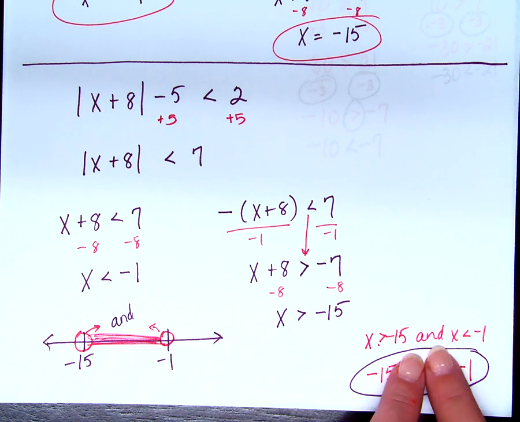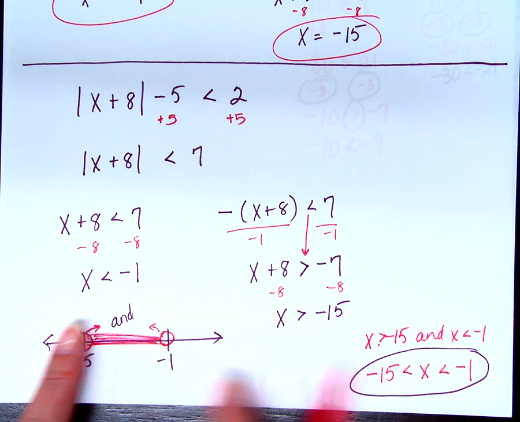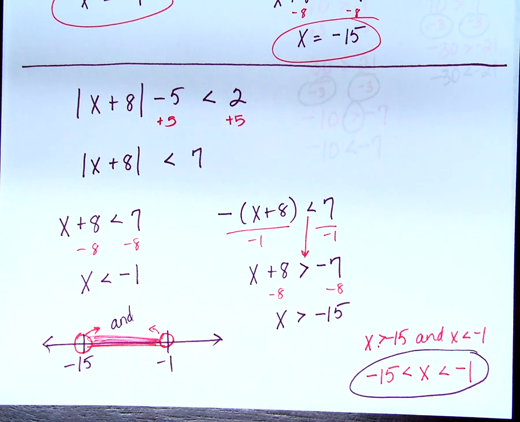Yes? But I also want you to know that's an AND statement, because both of these are true. Can you tell me one number that is less than negative 1 and greater than negative 15? Negative 14. Right? Negative 7. Negative 3.2. There's a ton of numbers in between negative 1 and negative 15, isn't there? So that's why it's called an AND statement. Does that make sense? Okay. Are you ready for another example?